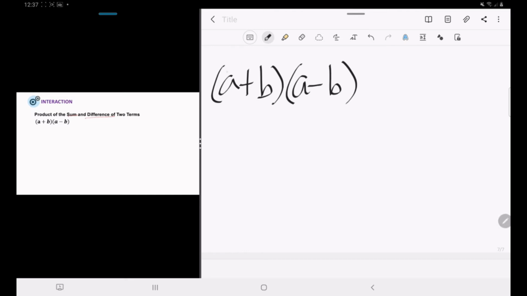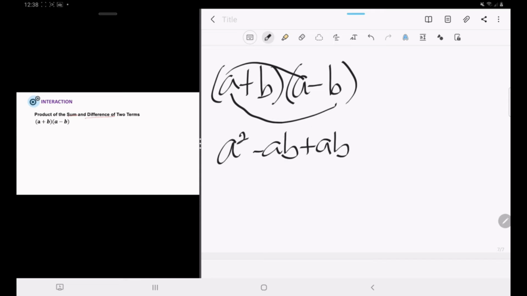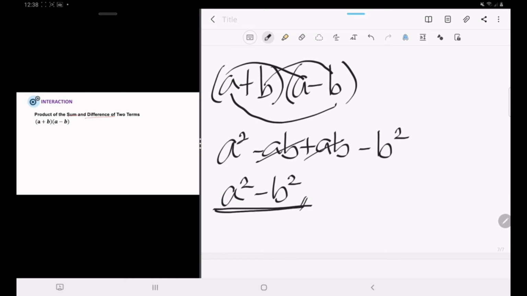Now, when we get the product using the FOIL method, we have a times a, that's a squared, and then a times negative b is minus ab, then b times a is plus ab, and b times negative b is negative b squared. And then combine similar terms. We have here a squared. Negative ab plus ab is 0. So we have a squared minus b squared. So again, we can use this pattern to get the product of the sum and difference of two terms.